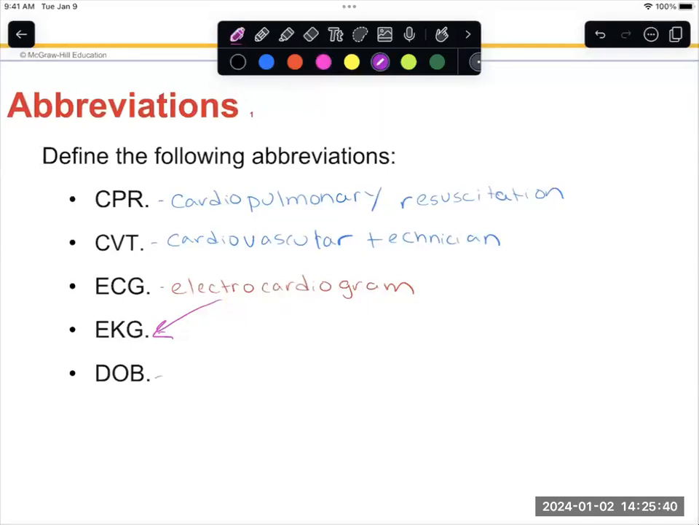DOB. Most people, when they say DOB, think date of birth. In the medical field, it is difficulty of breathing. Another, BP. Blood pressure.